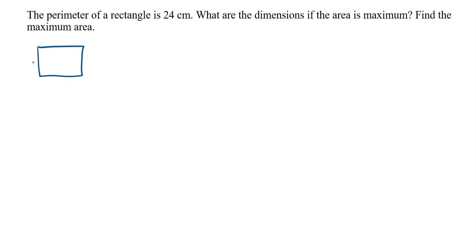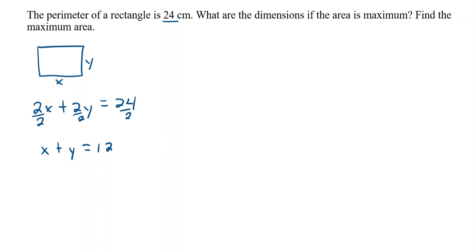Okay, so if we had a rectangle with sides x and y, then the simple equation for the perimeter of this rectangle would just be 2x plus 2y is equal to, and we actually know the perimeter, so it's going to be 24. Now to make life a little bit simpler, why don't we just divide each term by 2? So an even simpler equation would be x plus y is equal to 12.